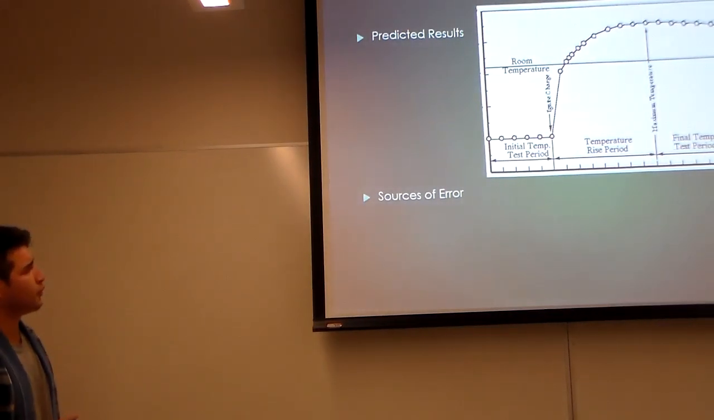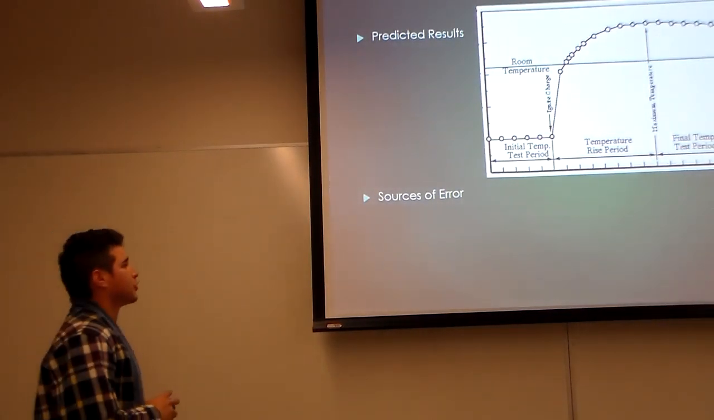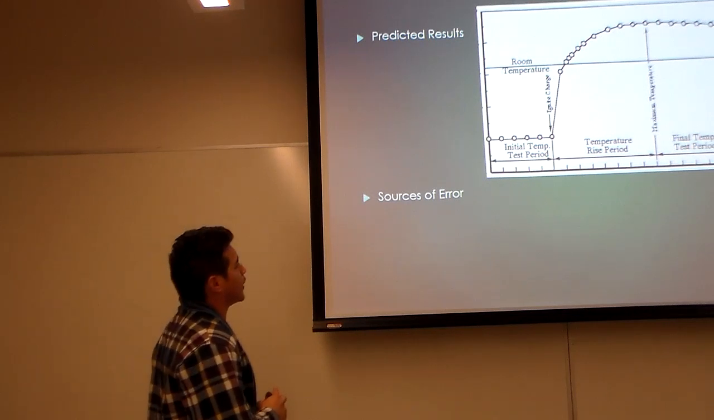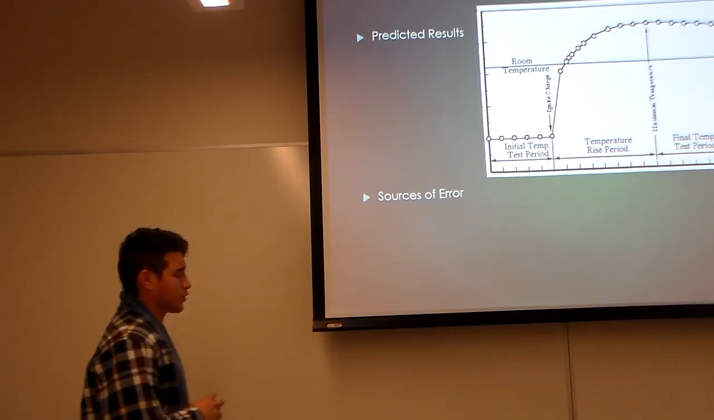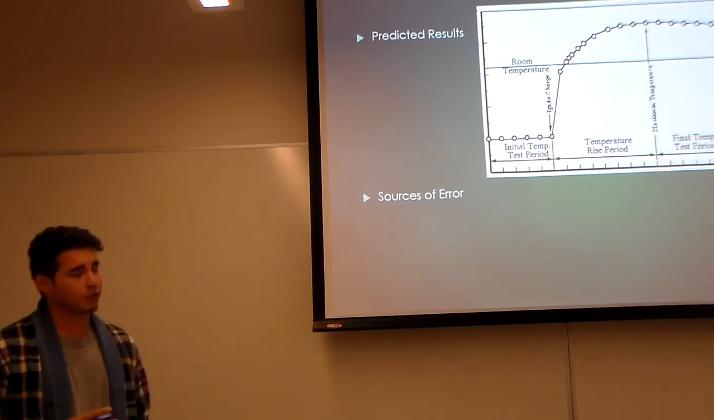For our predicted results, we are expecting a dramatic rise in temperature after we ignite the charge, and then it will slowly return back to equilibrium. Sources of error would include human error or instrumentation error.